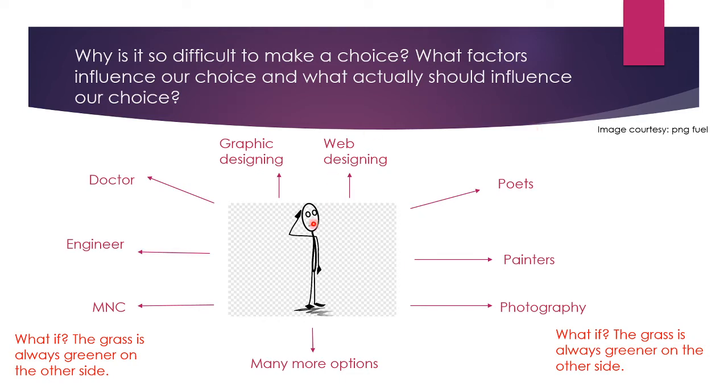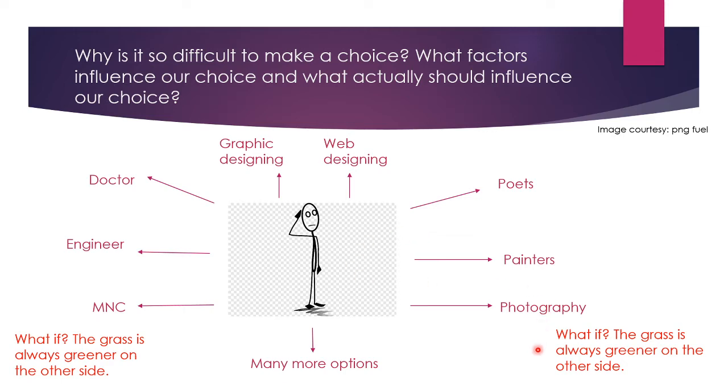So, here you can see in this figure, a man is in a dilemma. There are so many choices surrounding the man, and he doesn't know which way to go. So the choices that we have to make, what should influence our choice? That is the important question. Whether friends should decide for us, or our parents should decide for us, or it is our potential and our liking that our choice should be based on.